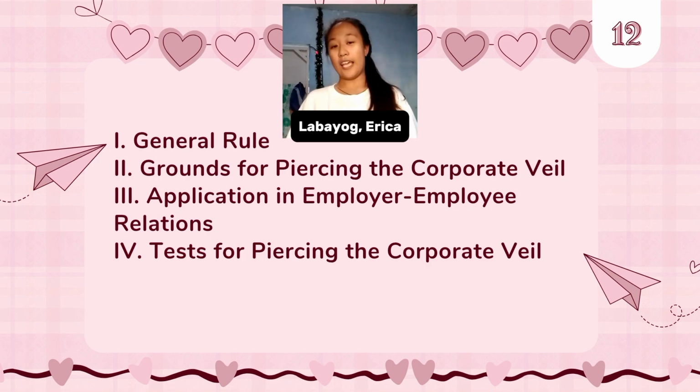Fourth is the test for piercing the corporate veil. To pierce the corporate veil, courts apply specific tests. The first test is the control test. It determines whether there is such unity of interest and ownership that the separate personalities of the corporation and its owners cease to exist. Next one is the fraud test. It establishes whether the corporate entity was used to commit fraud or a wrongful act. Last one is undercapitalization. It examines if the corporation is inadequately financed to meet its obligations, indicating bad faith in its formation.